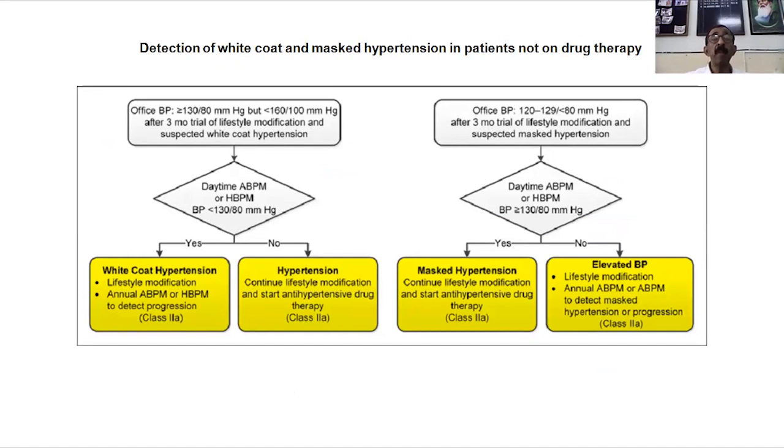So ultimately, the conclusion we draw is that once the patient undergoes ambulatory BP monitoring and is found to have white coat hypertension, this person should be put on lifestyle modification and should have an annual ambulatory BP monitoring or home BP monitoring. On the other hand, if the person turns out to have masked hypertension, we again continue with lifestyle modification and we start antihypertensive drugs.